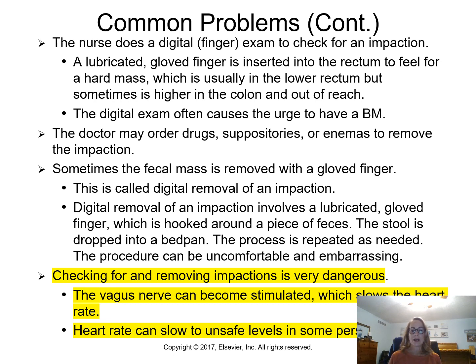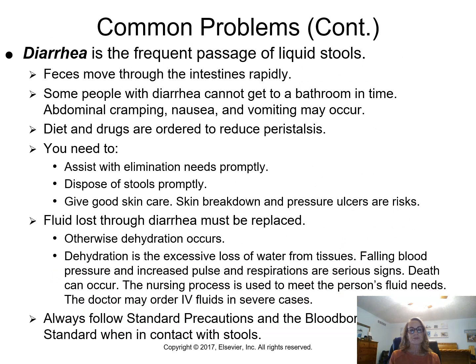Sometimes the impaction can be removed with digital removal. Other times we may have to do it like I said, a suppository or an enema. Checking for and removing impactions can be very dangerous. We talked about this before. There's a vagus nerve that can be stimulated, which can slow down the heart rate, which could be dangerous for folks.